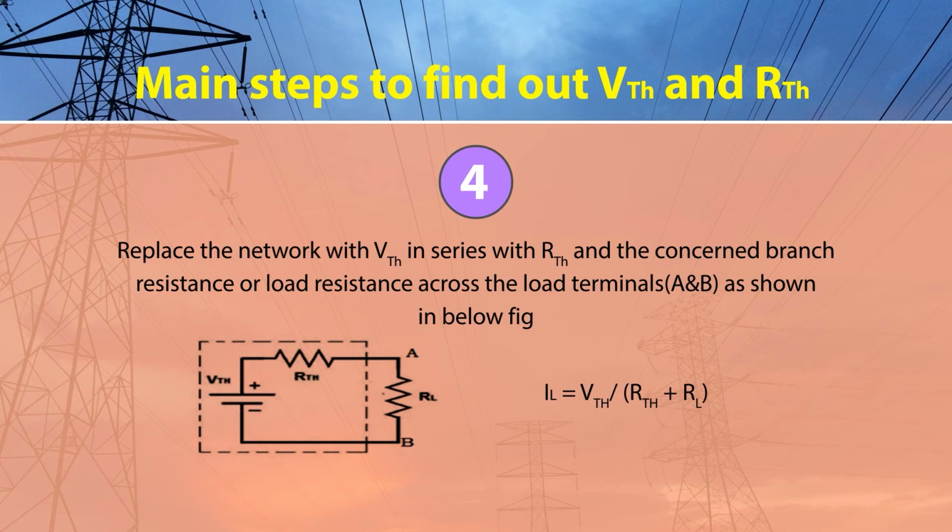This load current can be calculated as the Thevenin voltage divided by the summation of the two resistances, that is, Thevenin resistance plus load resistance. So IL is equal to VTH upon RTH plus RL.